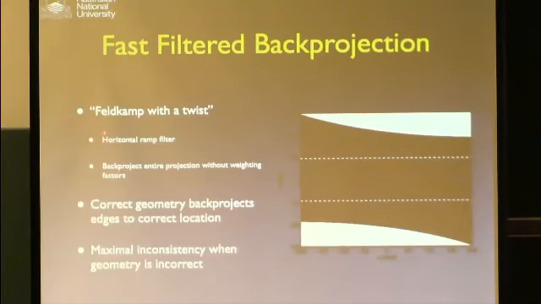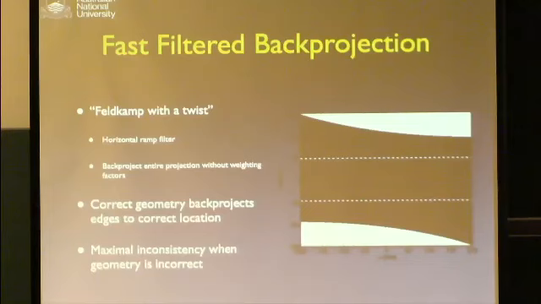I've referred to it here as Feldkamp with a twist. It's not quite Feldkamp either, because we don't account for the right weighting factors. We simply apply horizontal ramp filtering on the data and then back project without any weights. The trick here is that the ramp filter cleans up the edges a little bit for us, sufficient to get a bit of sharpness to them.